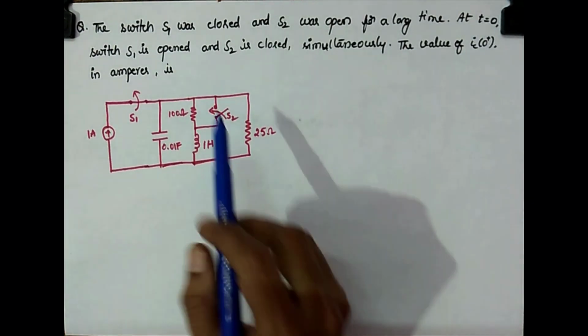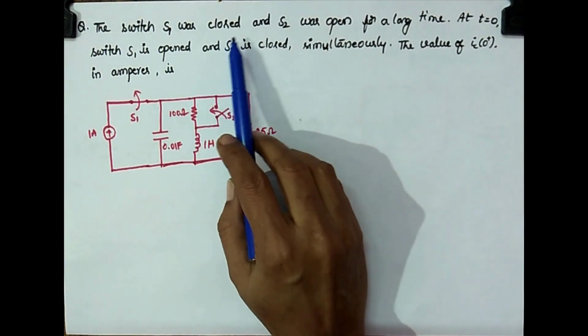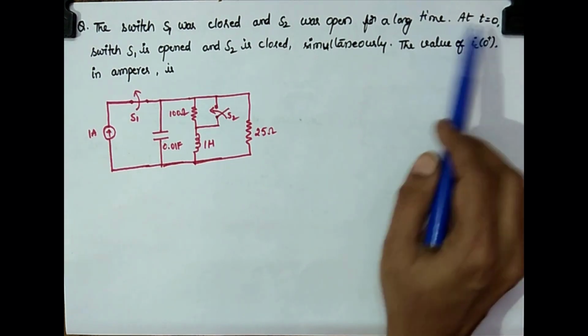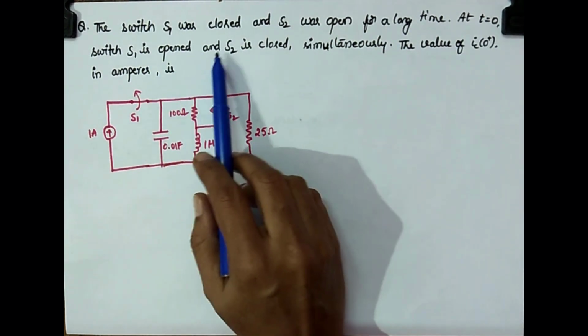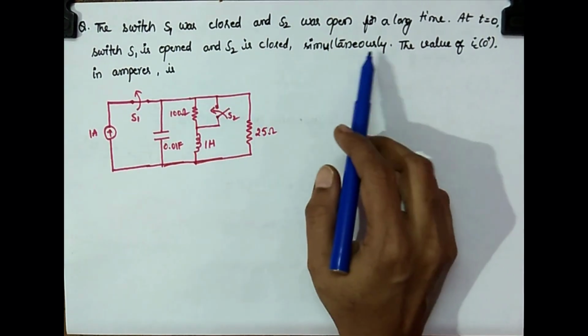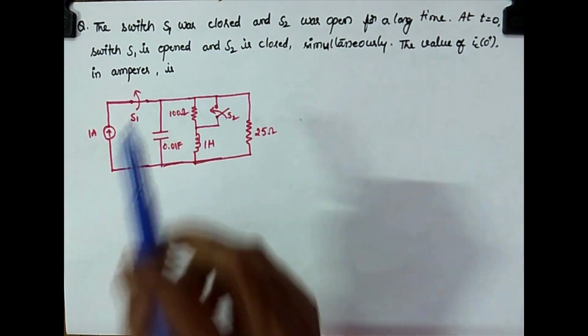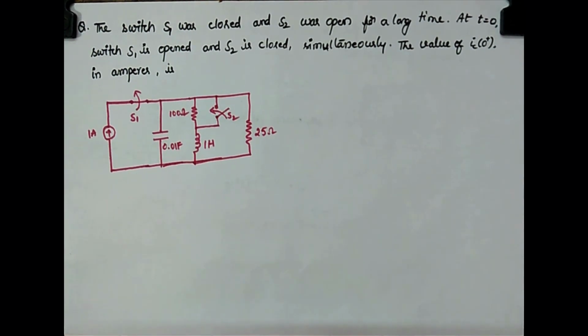Hello all of you. Today's GATE question is: the switch S1 was closed and S2 was open for a long time. At t = 0, switch S1 is opened and S2 is closed simultaneously. The value of IC(0+) in amperes is how much?